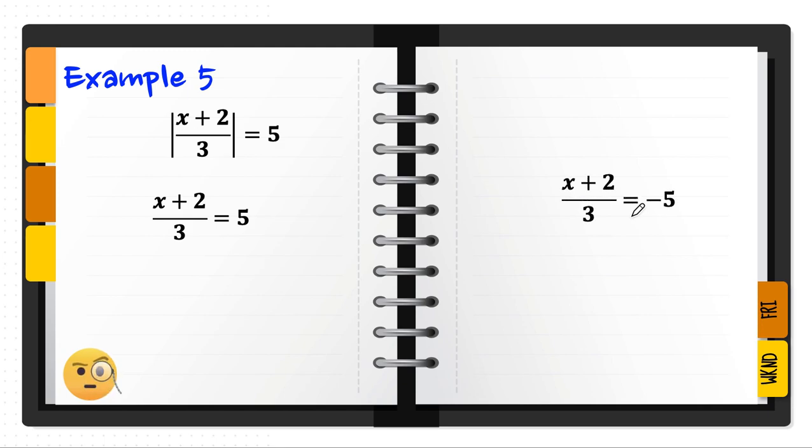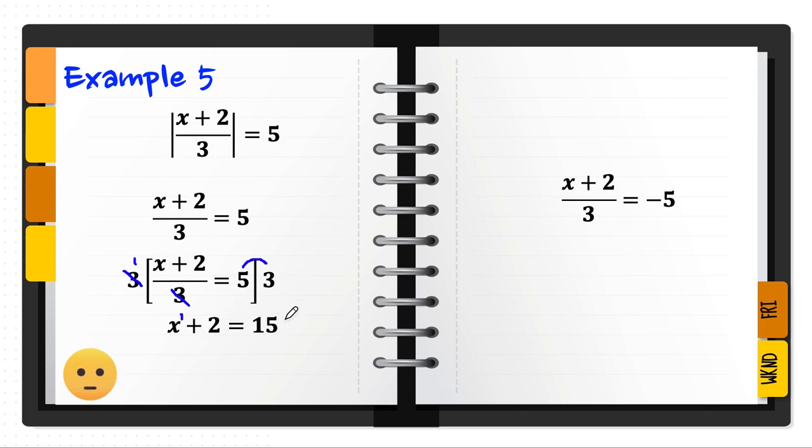negative 5. So as we answer this one, our first step is, of course, we have to remove the fraction by multiplying both sides of our equation by 3. So as we multiply both sides of the equation by 3, we can use cancellation here. Because 3 divided by 3, the answer will just be 1. So the remaining will just be x plus 2 equals 5 times 3, don't forget. So we will have 15. And then transpose 2 on the other side. So it will become 15 minus 2, which will give us 13.